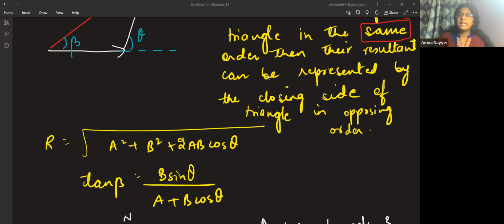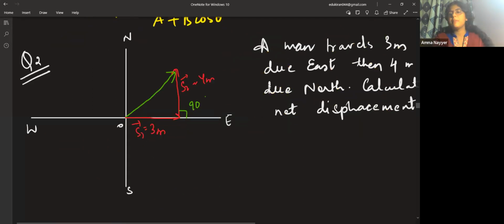Okay. Let us practice one question based on this also. As I was saying, a man travels 3 meter due east, then 4 meter north. You have to calculate the displacement. In displacement, what do we study? We study the shortest path. We join the initial and final points. That's what we have been studying in the first lesson also, right?